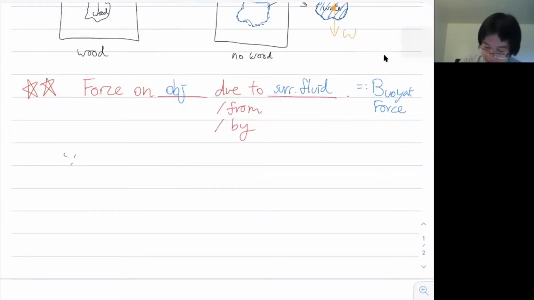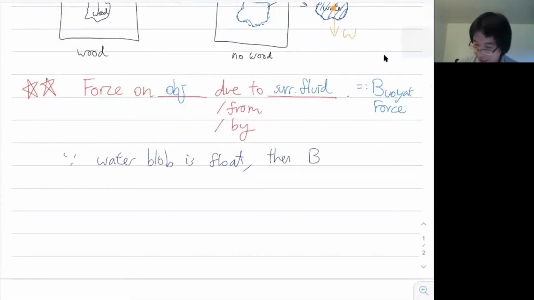Since the water blob is floating, then B must equal, remember, we still don't know what B is. That's our goal to find out. We don't have the formula yet. It equals the weight of that blob. So the buoyancy on the blob from the surrounding fluid must equal the weight on the blob. The weight is the force on the blob due to gravity. That's what weight is.